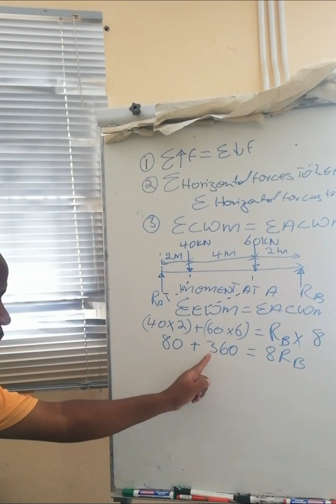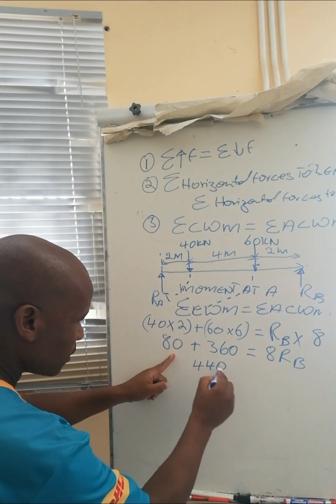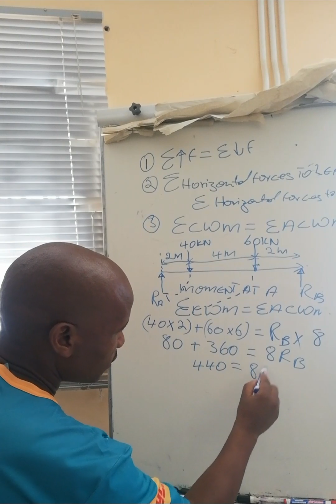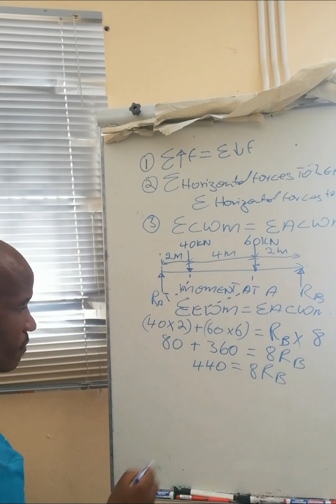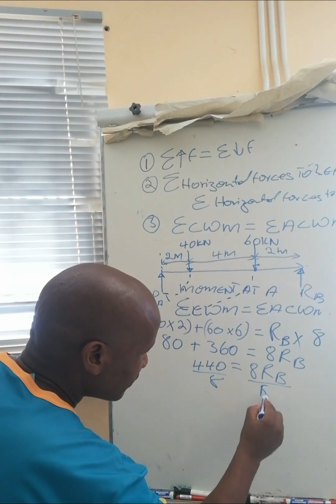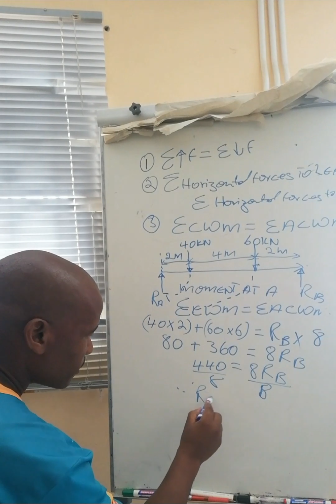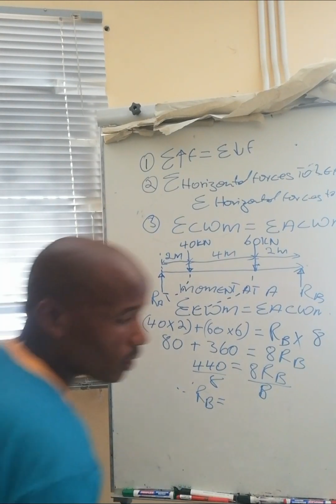Now, 360 plus 80 is equal to 440, equals 8 RB. Then if you divide both sides by 8, you get the reaction at B. Therefore, RB is equal to what?